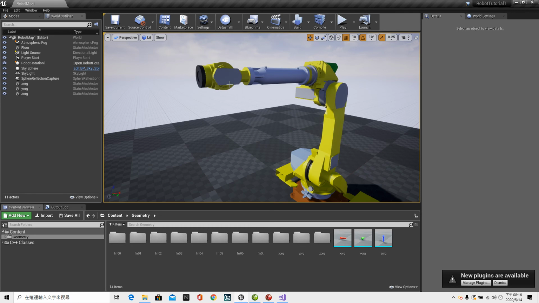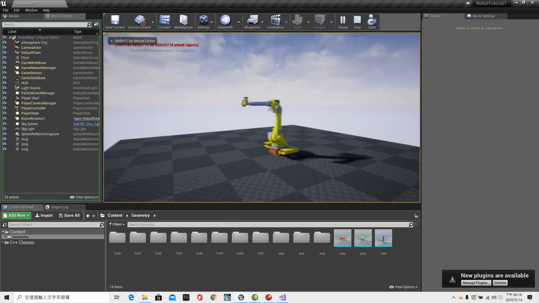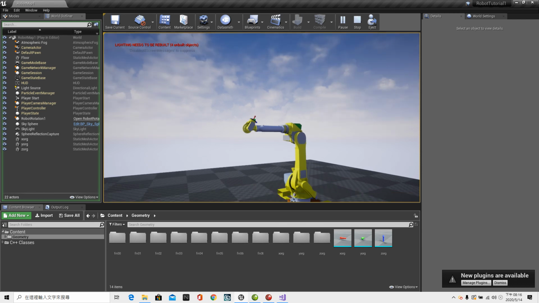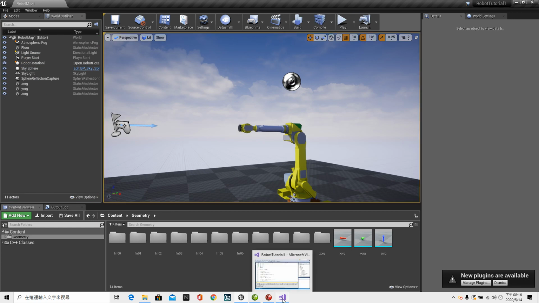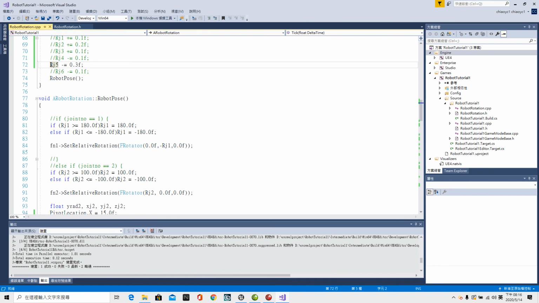RJ5 is rotating about y positive direction as well. So the negative direction is turning up until 120 degrees, 30 degrees more than vertical. Okay, let's see, play. The turning direction is okay. Okay, the end is correct. And the RGB arrow is correct as well. Then we use double slash to remove RJ5.